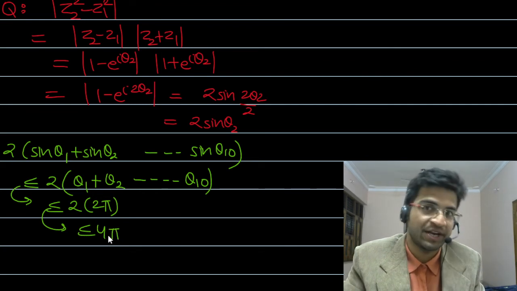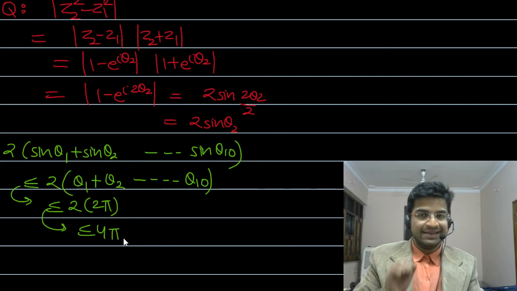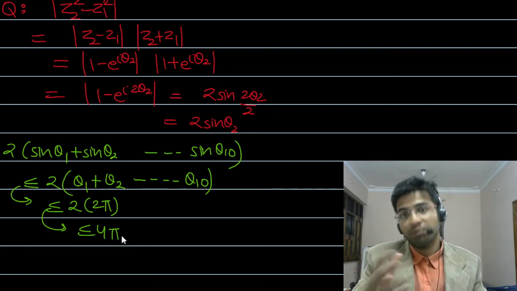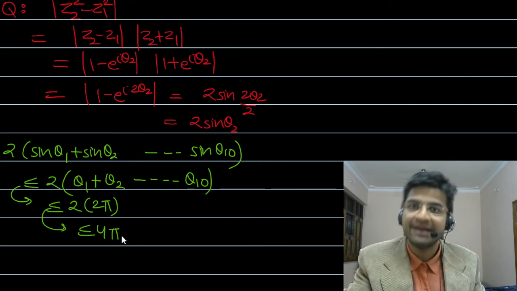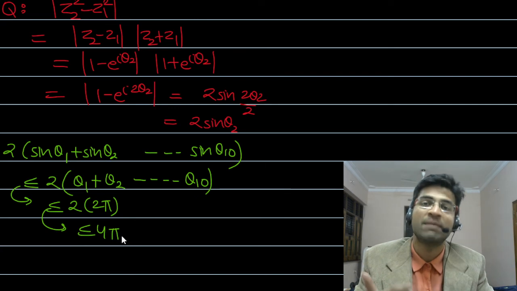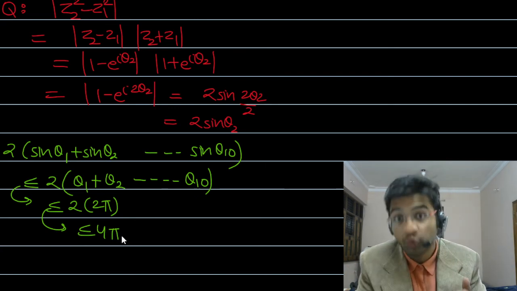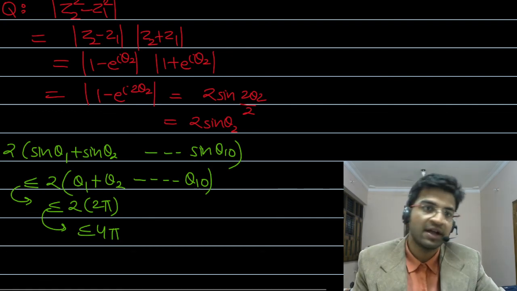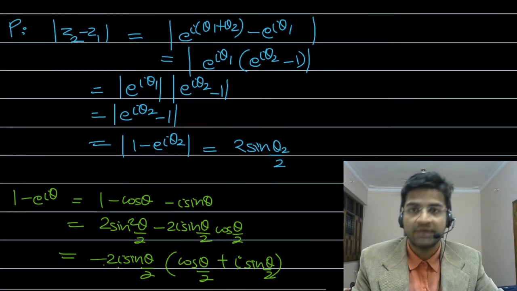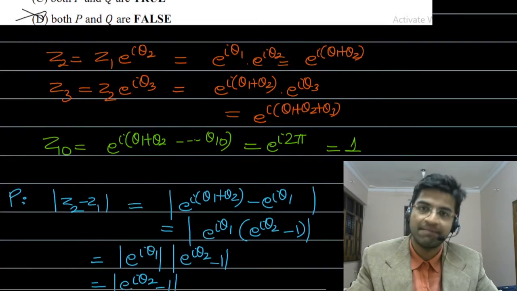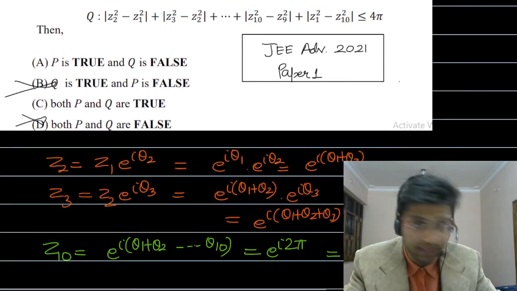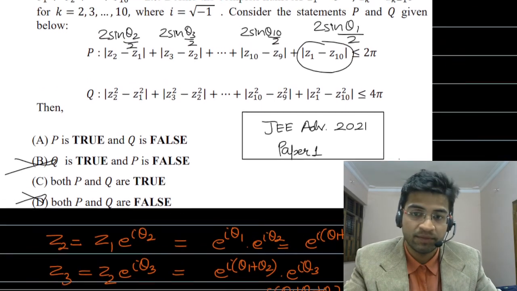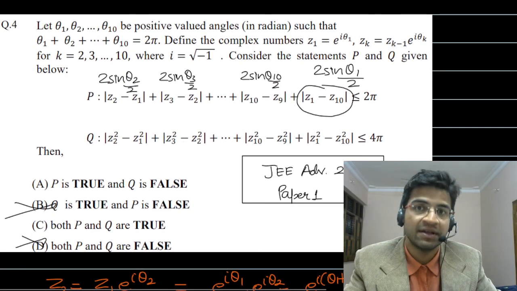So the Q statement is also correct, and we can see very clearly that if we have verified that P is correct, then it is very easy to comment on Q, whether it is correct or not. This question is difficult, I am not denying this. I have taken that much time because I have explained it step by step. This question will not take this much time in the exam. This is just because I am explaining step by step.